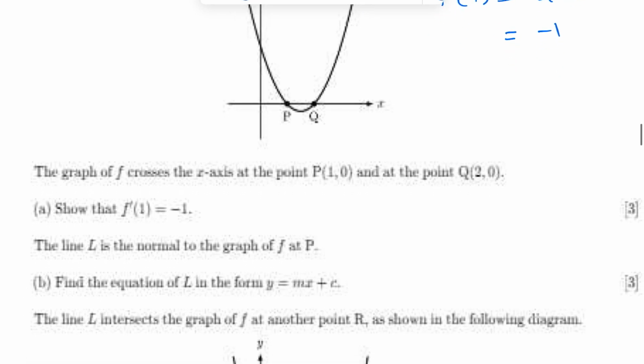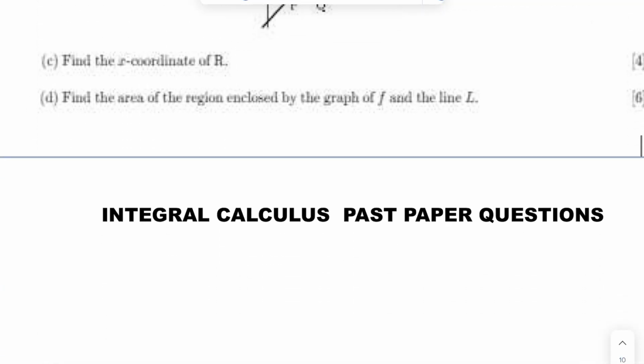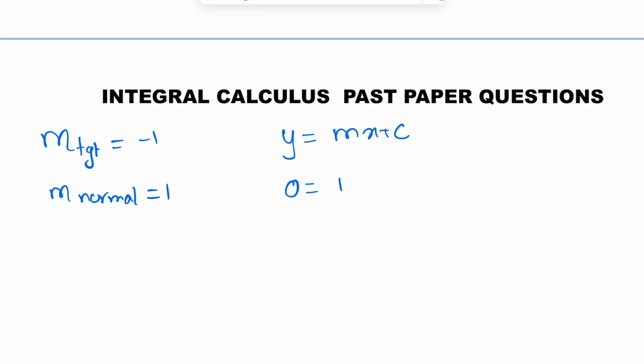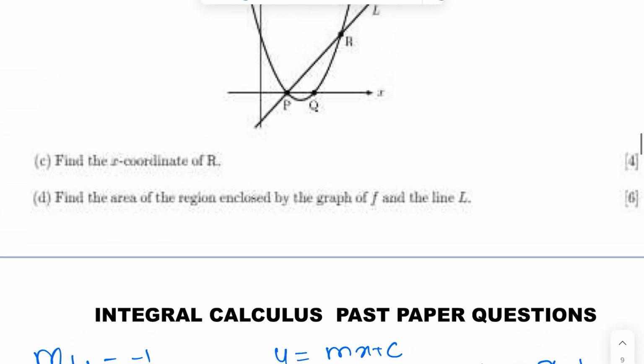So the slope of the tangent was negative 1. So what will be the slope of the normal? The slope of the normal will be positive 1. Now the equation is y equals mx plus c. So 0 equals m is 1 times x, which is 1, plus c. c equals negative 1. So what is the equation? y equals x minus 1 is going to be the equation of the normal.